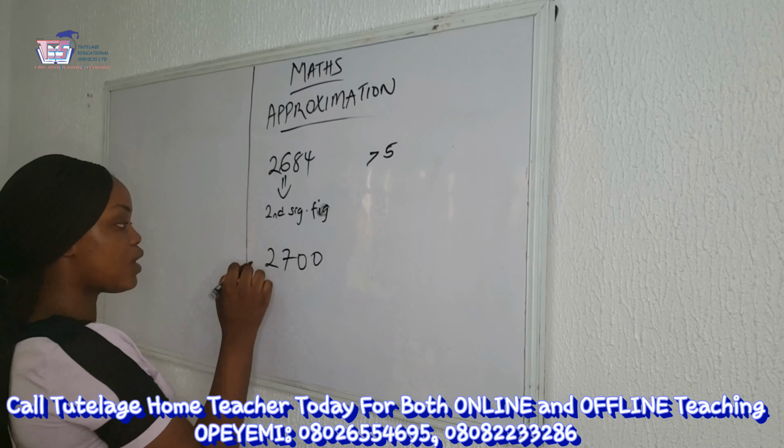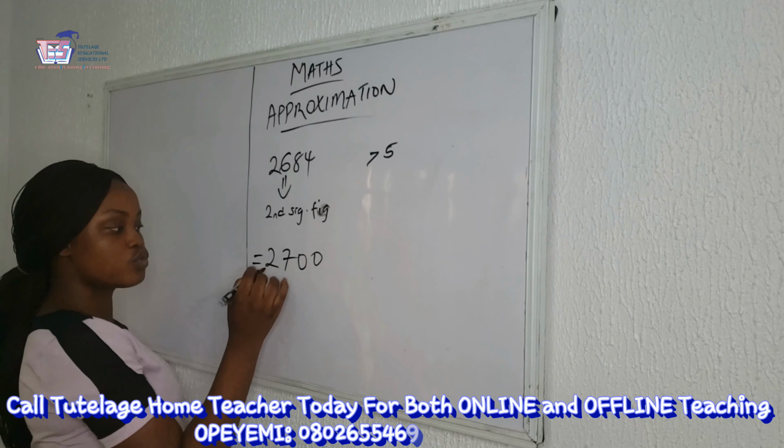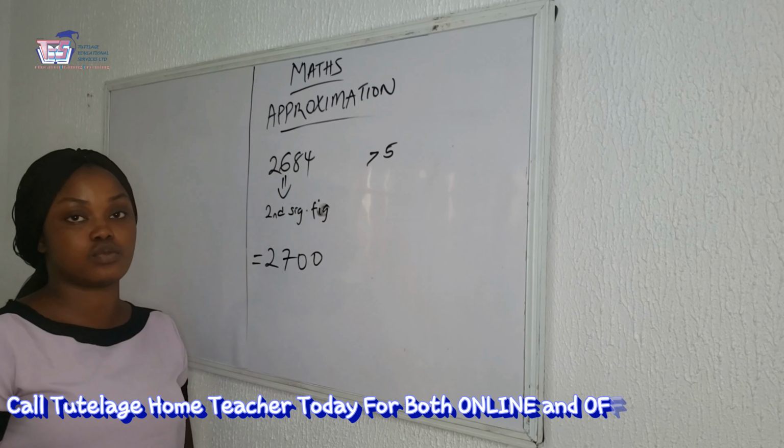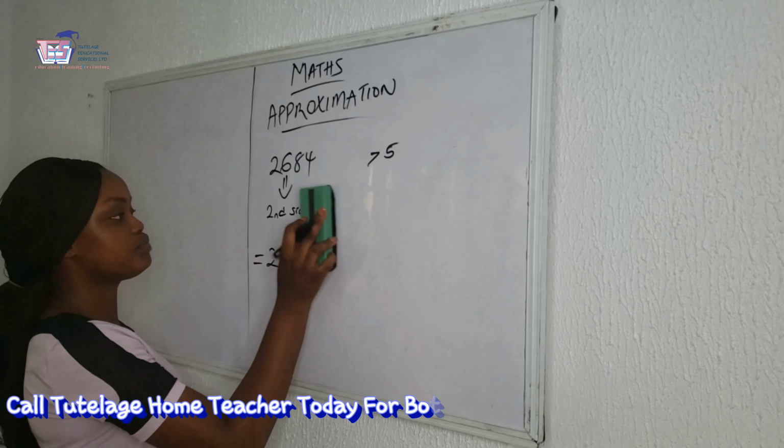You can see that our answer just has two significant figures, 2 and 7, the rest are zeros. So that is how to approximate to two significant figures.